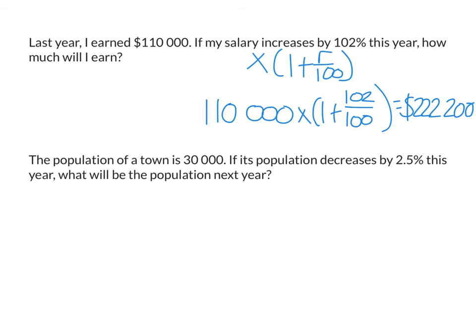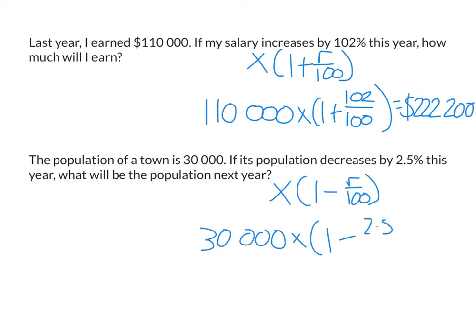So let's do the next example. Population of a town, 30,000, and it decreases by 2.5% this year. And we want to know what will be the population next year. So this time we're decreasing. So when we're decreasing, we times by 1 minus r over 100. So all we're going to do here is take our original amount of 30,000 times by 1 minus, so the percent is 2.5 over 100. And you can put it in your calculator exactly like that, and you get 29,250. That will be the population next year.